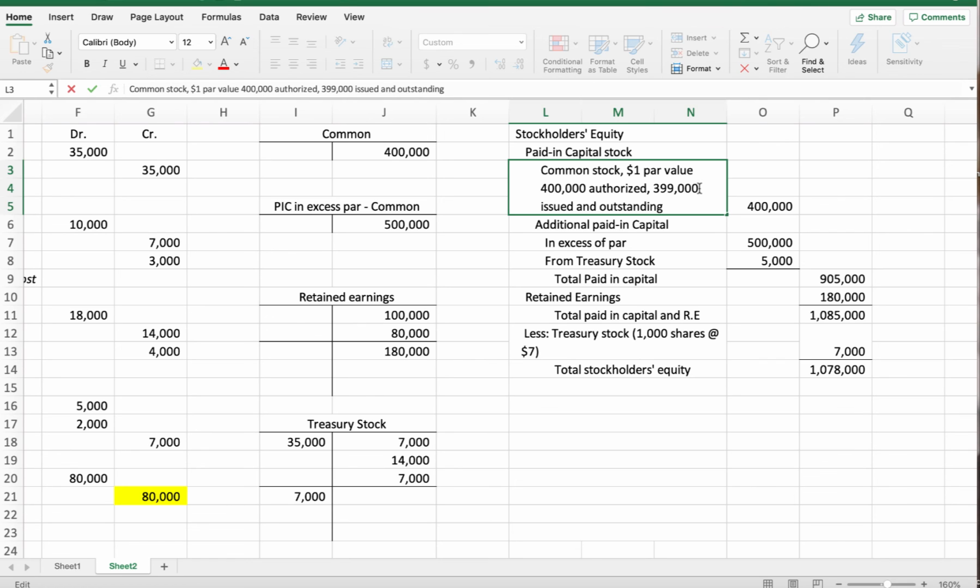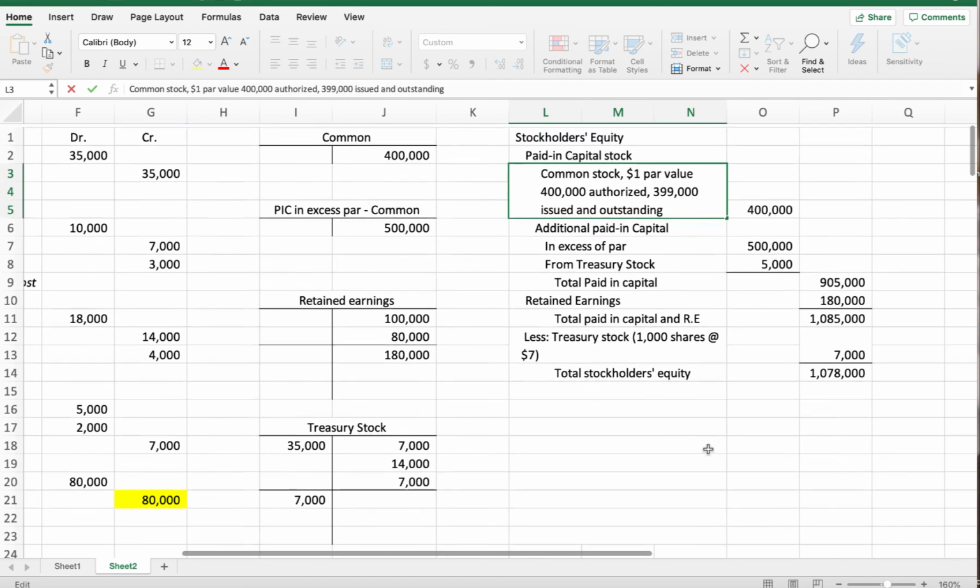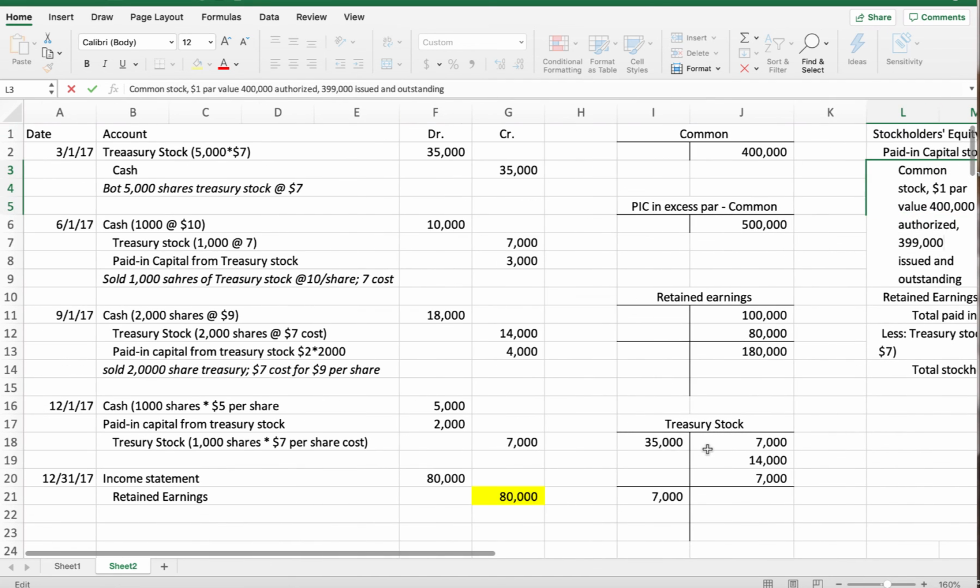How do I know that? Well, because I took the total that we originally authorized and that was outstanding, 400,000. We bought some of those back. Then we sold some of those. We have 1,000 left. So I need to take the balance of the treasury stock, subtract that from the common. That will tell me exactly how much shares are issued and outstanding. Okay? So that, my friends, is problem 10-2.